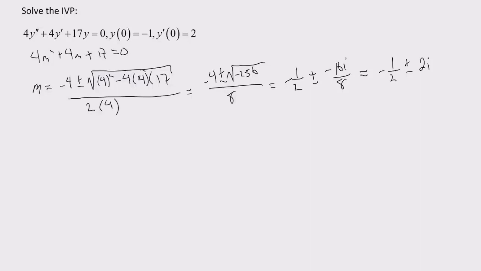Okay. So let's put that into our general format from before. So that means our solution is going to look like e to the -1/2 x, and then c1 cosine 2x plus c2 sine 2x.